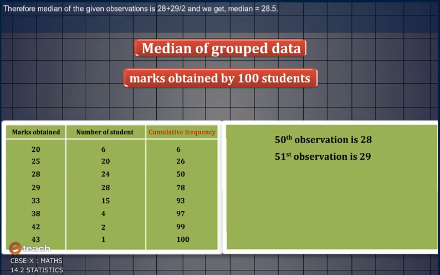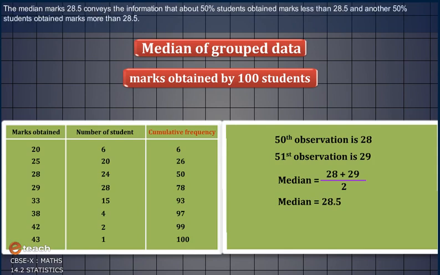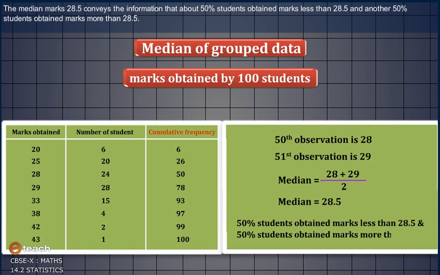Therefore the median of the given observations is (28 plus 29) by 2, and we get median is equal to 28.5. The median marks 28.5 conveys the information that about 50% of students obtain marks less than 28.5 and another 50% of students obtain marks more than 28.5.